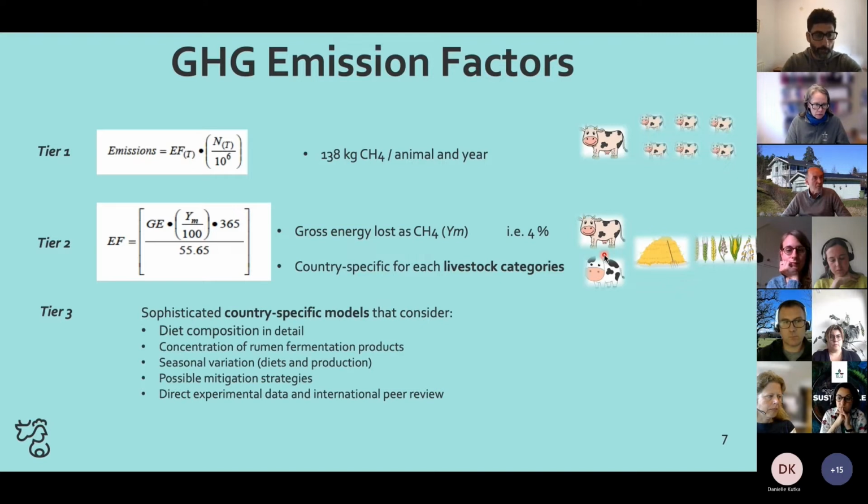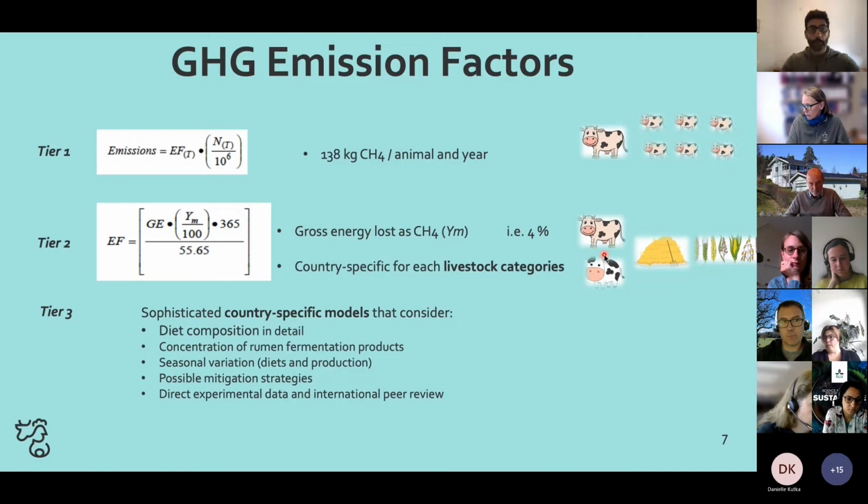And then we can go up to the top level, tier 3, which is more sophisticated, is normally country specific, using models that use data specific for that country, in which we include more details of the diet, the concentration of the fermentation products in the rumen, and we can even consider different types of mitigation strategies. This is not as usual to have developed in different countries. So only a few countries have this tier 3 system developed.